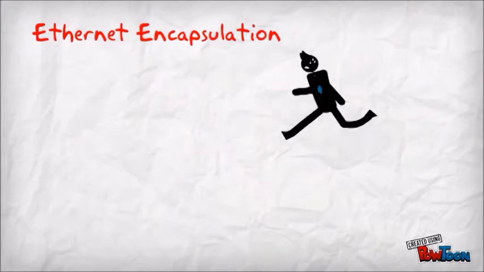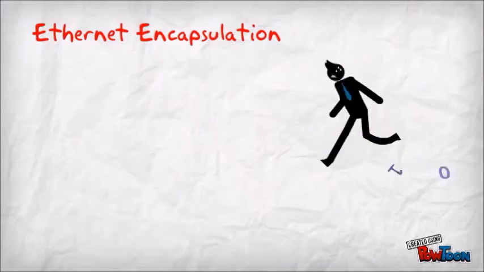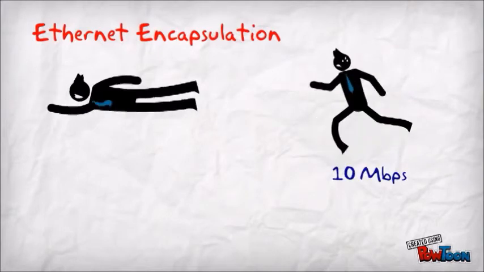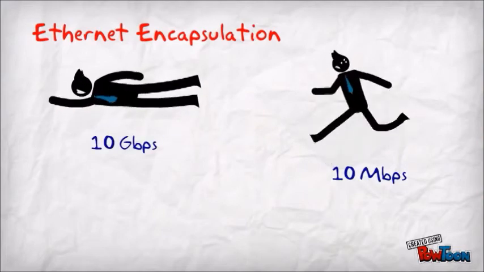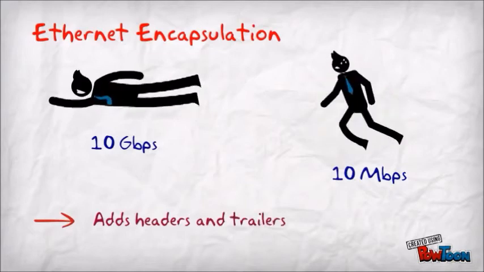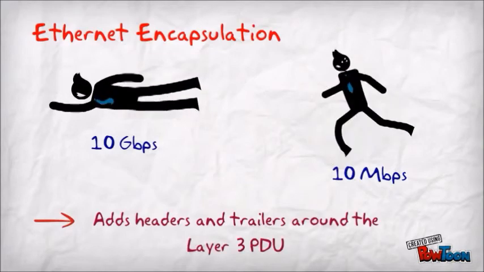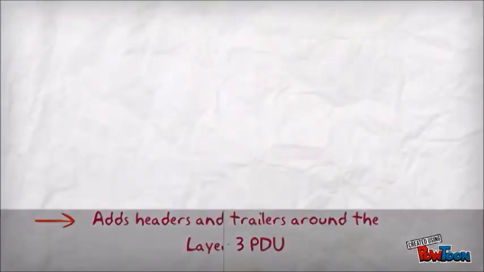Ethernet encapsulation. Early versions of Ethernet were relatively slow at 10 megabits per second. Now they operate at 10 gigabits per second or even faster. Ethernet frame structure adds headers and trailers around the layer 3 PDU to encapsulate the message being sent.